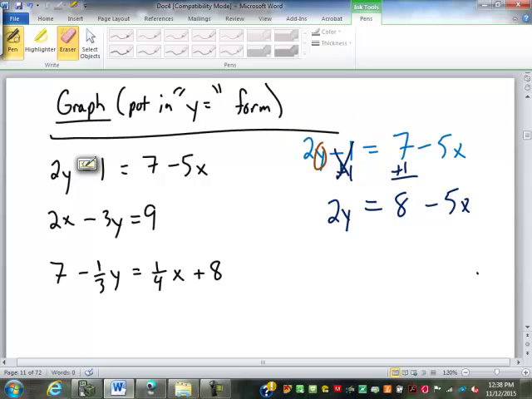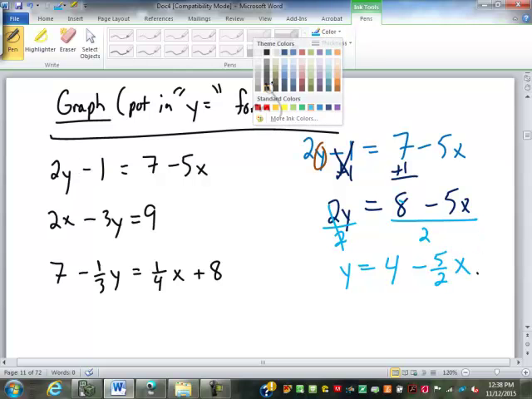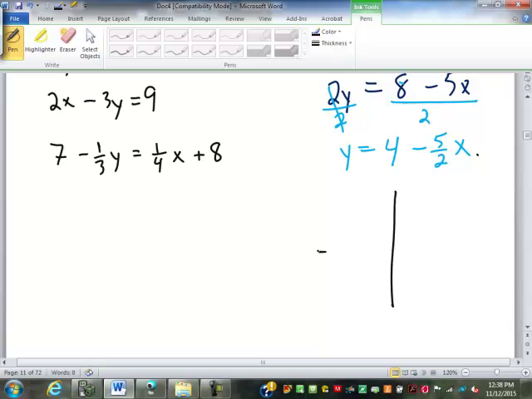Now what? Divide by 2, so that's a y. What do we divide by 2 on the other side? Everything. 8 divided by 2 is 4. Negative 5x divided by 2 is negative 5 halves x. To graph that, where do we start? Start at 4 right there, and then from there we go down 5. 1, 2, 3, 4, 5, and over 2 to there.